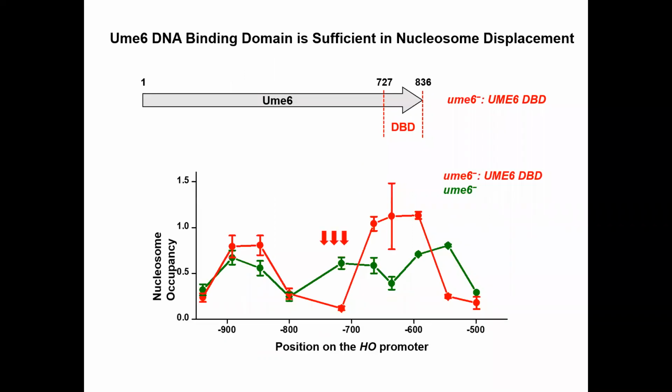And this is on a template that contains 3 UME6 binding sites. If you completely get rid of UME6, of course, nothing happens. So you still have well-positioned nucleosomes. But when we supply back the UME6 DBD, you can see there's a gap opening up. So that shows, first of all, the DBD is sufficient for nucleosome displacement. Second, because we know UME6 actually interacts with some nucleosome remodelers in its N terminal, that indicates that at least in this case, the interaction with remodelers is not necessary for this pioneer activity.